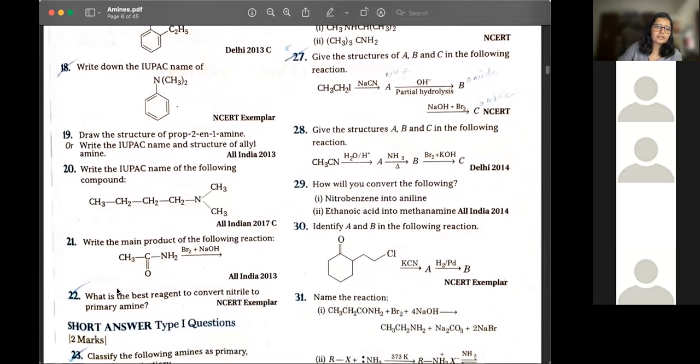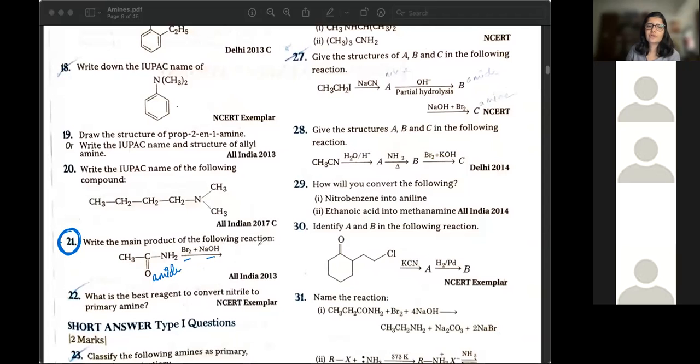Okay. Question number 21. So Shantanu, start with question number 21. Right, the main product of the following reaction. So what amine would you get from this? So you can see that C double bond O NH2, meaning we're using an amide and treating it with bromine and NaOH. So you can either give me the IUPAC name or you can write the structure like CH3 and so on.